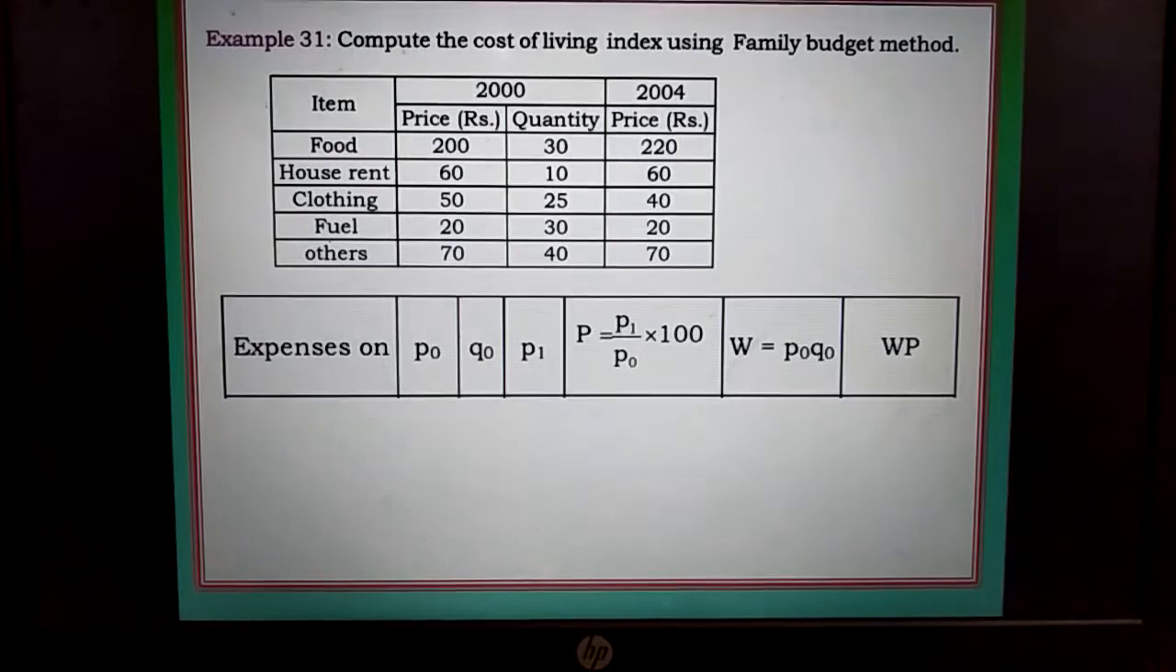For that, W is required. Weight. That weight is nothing but P naught Q naught. Once weights are not given, we need to calculate P naught Q naught as the weight, the base year expenditure. So that W has been calculated. After that, P1 is present and P naught is present. We can very easily calculate capital P, which is P1 by P naught multiplied by 100. After calculating this capital P, W is available. So the sum of WP is required. That's why one more column, WP. And after that, sum of W, we can calculate very well with this column.